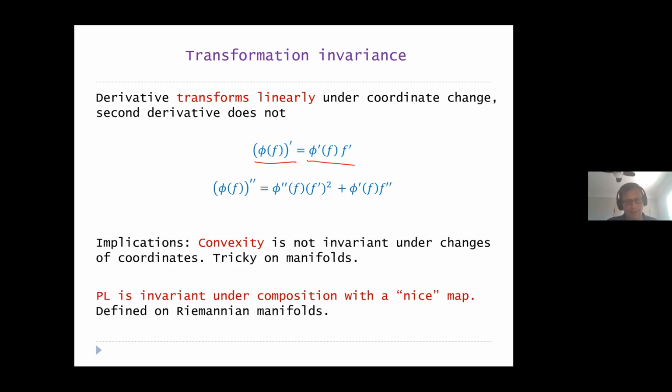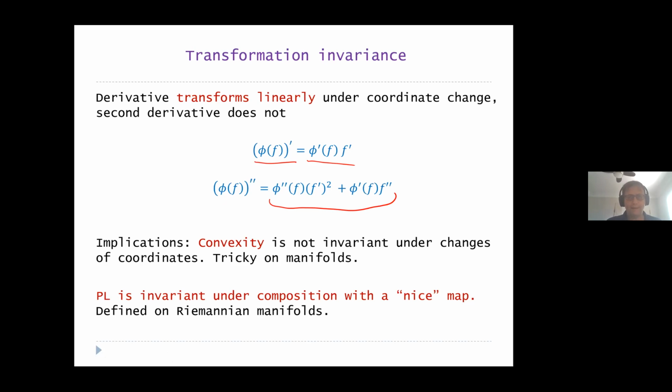Now, if I want to check convexity, the practical way to check convexity is to look at the Hessian. The Hessian needs to be positive definite, or positive semi-definite. In one dimension, this is simply the second derivative. And of course, we all know that when I write the second derivative, I get this expression. And how do I check that the second derivative of a composition is positive?